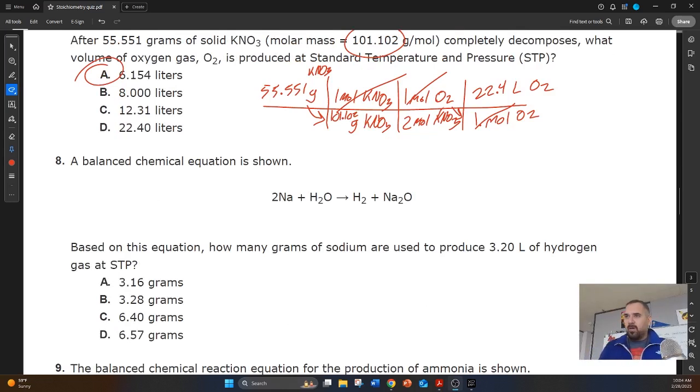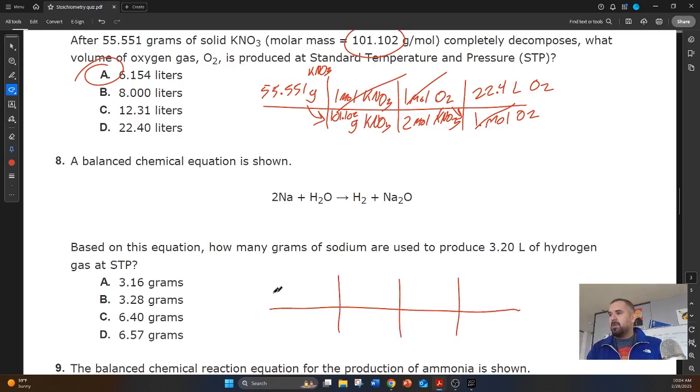All right, y'all did very well on this one. Let's go ahead and take a look. How many grams of sodium are needed to produce 3.2 liters of hydrogen gas at STP? So a 3-step problem. Our given information is 3.2 liters of H2. Down here, we're going to put liters of H2. Anytime we write in liters of H2, we're going to be using 22.4 liters. And that's going to be for every 1 mole of H2.